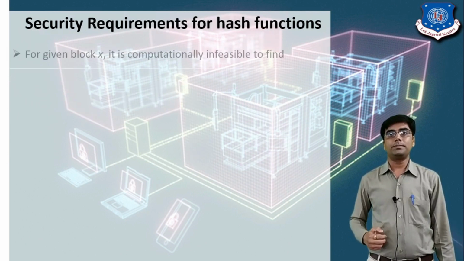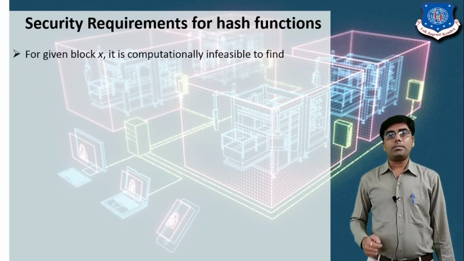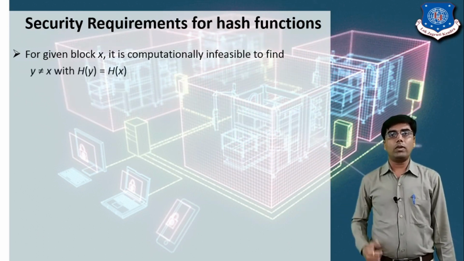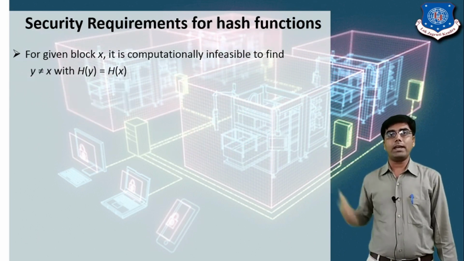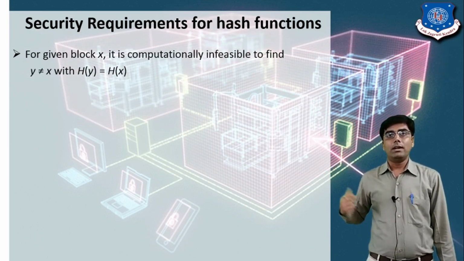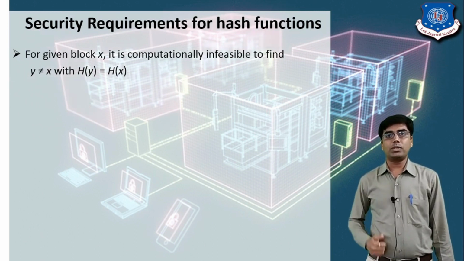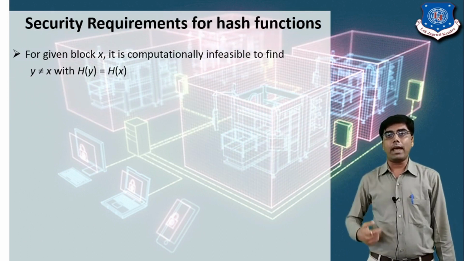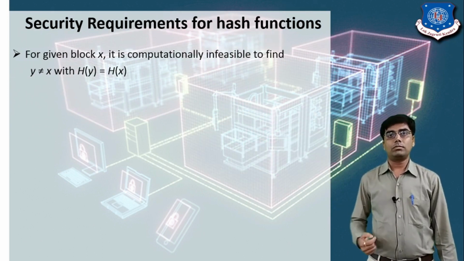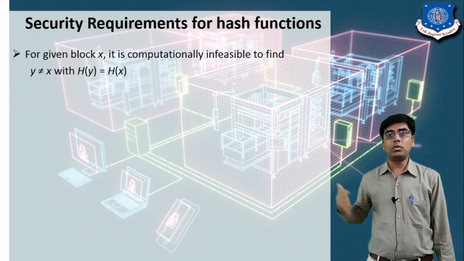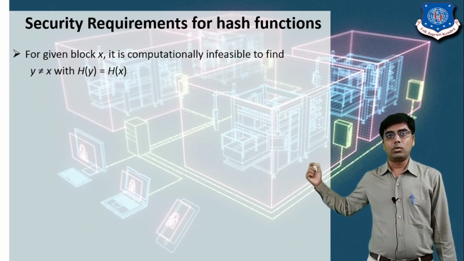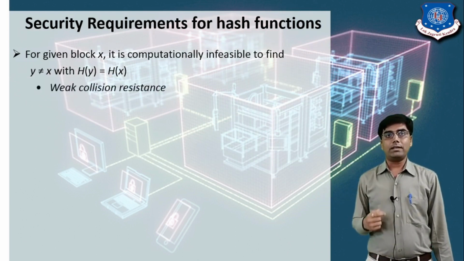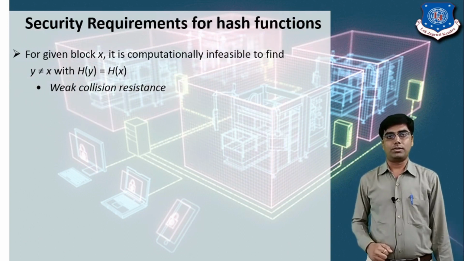The next is, for a given block x, it is computationally infeasible to find y not equal to x with H of y equal to H of x. It means that if we are considering two different input streams y and x, the hash code of y and the hash code of x must be different. So the hash of two different blocks generates different hash codes. It is also called the weak collision resistance.